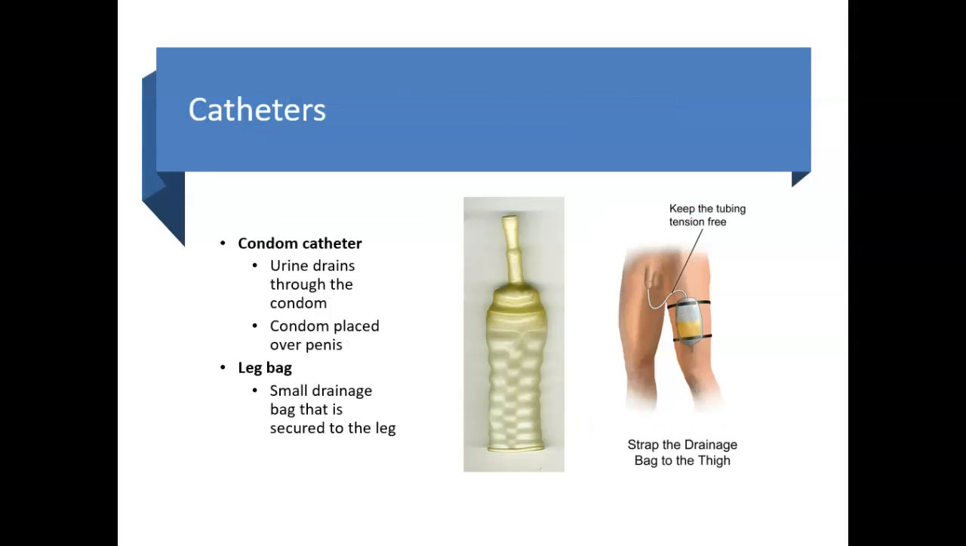Condom catheter, sometimes they're called Texas catheter. Urine drains through the condom, and the condom is placed over the penis. So you don't see those used a lot, but that is an option for males, obviously. Then the leg bag is for somebody who has an indwelling catheter but is maybe not bedridden and wants to get out and about. The leg bag is just strapped to the leg like this. It is a smaller bag, so it needs to be changed more frequently.